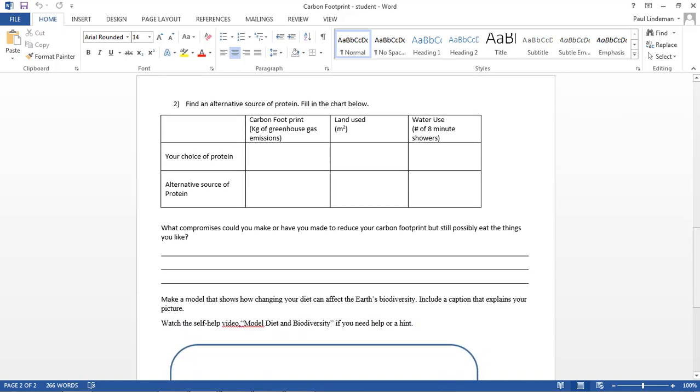So in part 1, hopefully you saw that one of your protein sources, whatever your protein source was, you might be able to change it out for an alternative protein source. So what you can do is you'd put the protein source that you were eating most. It might be, say, chicken. That would go here. And then you're going to find an alternative. And you can do that by going to that food chart.